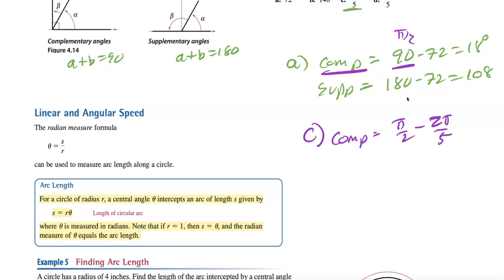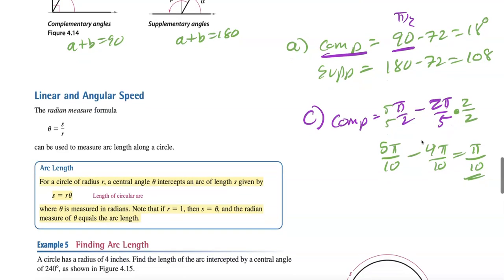So I need a common denominator. Let's multiply this side by 2 over 2, because it doesn't have the 2 in the bottom, and multiply this side by 5 over 5. So I get 5 pi over 10 minus 2 pi over 10, and I get 3 pi over 10. So if you're good with your fractions, not a problem. If you kind of suck at your fractions, a little bit of a problem.